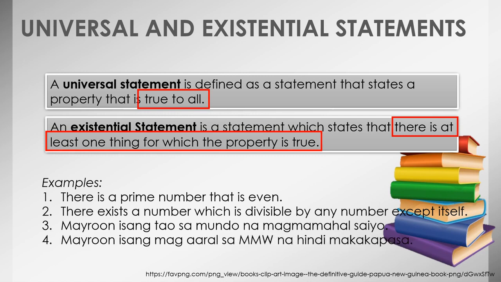And lastly, mayroong isang mag-aaral sa MMW na hindi makakapasa. This is also an example of existential statement since this states the existence of at least one student of GEC 104 or mathematics in the modern world or MMW who will fail the course.